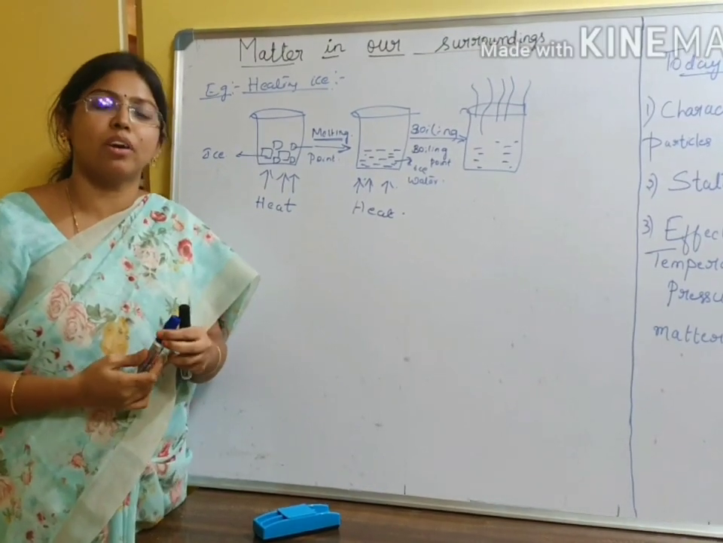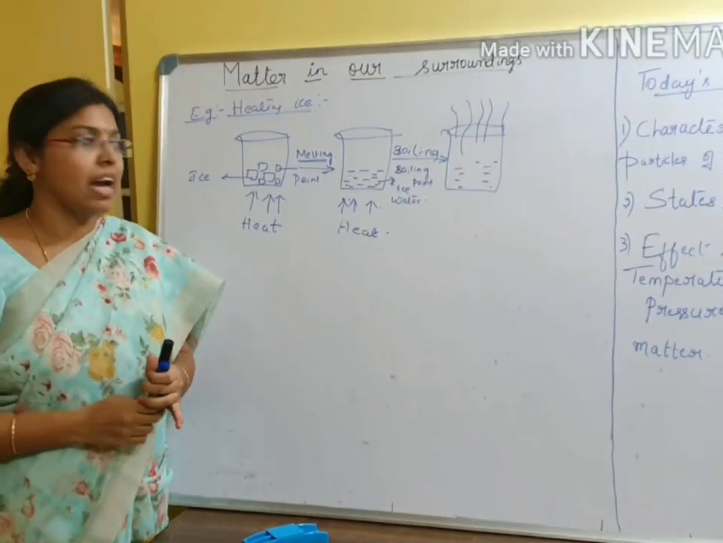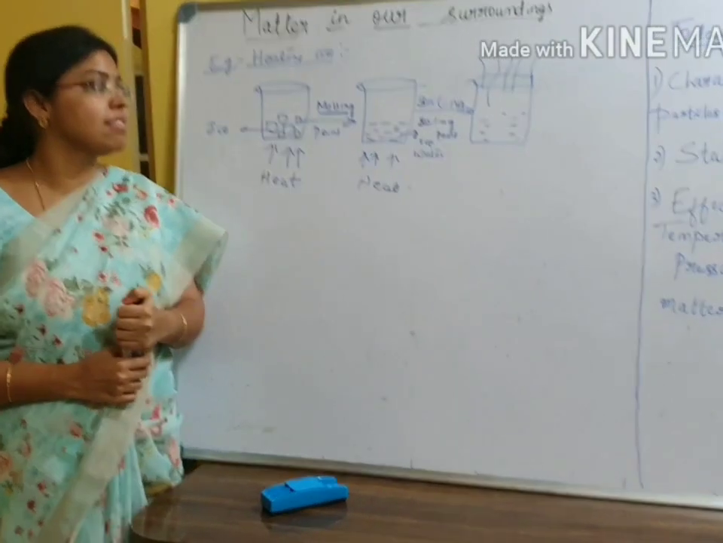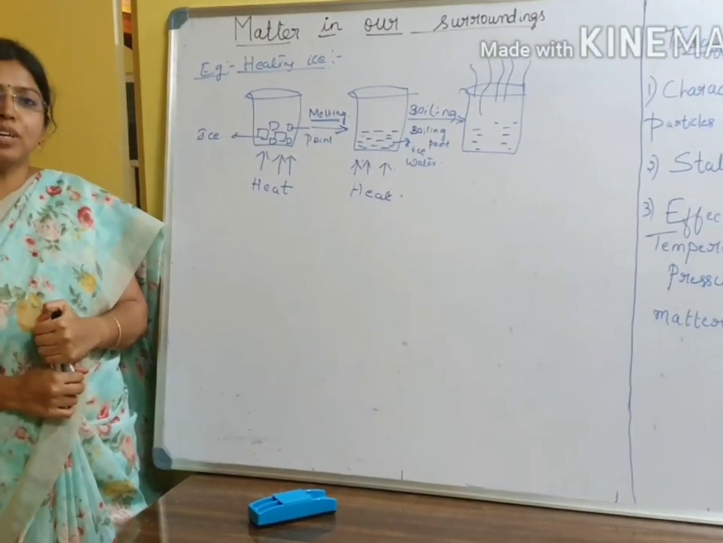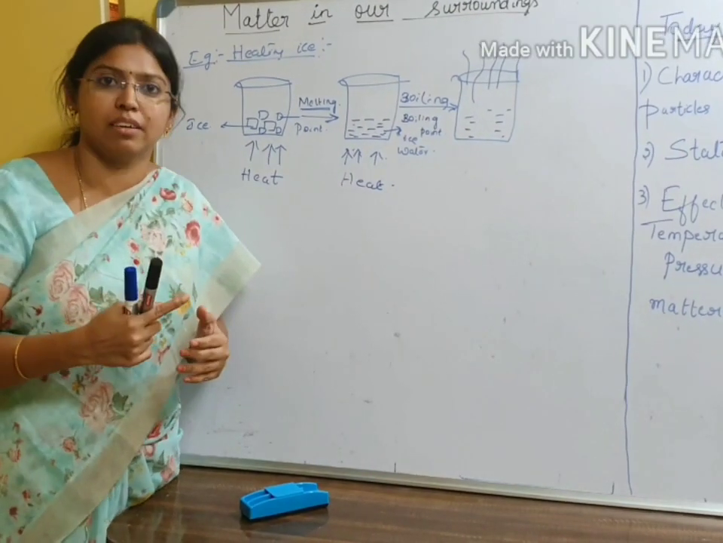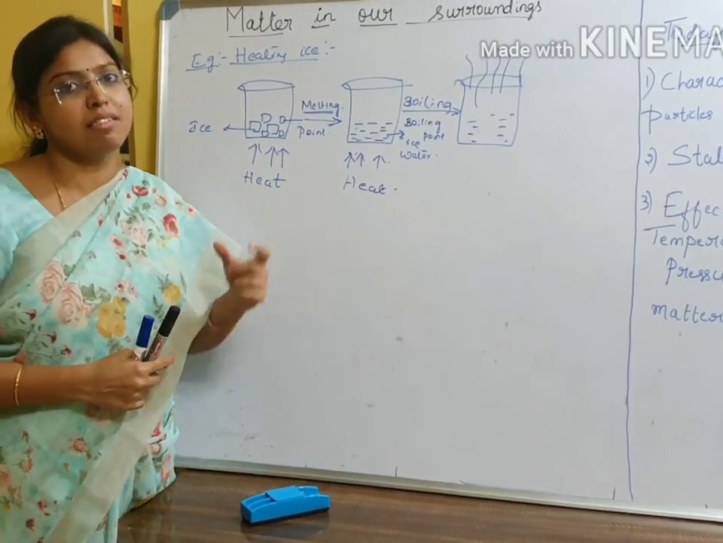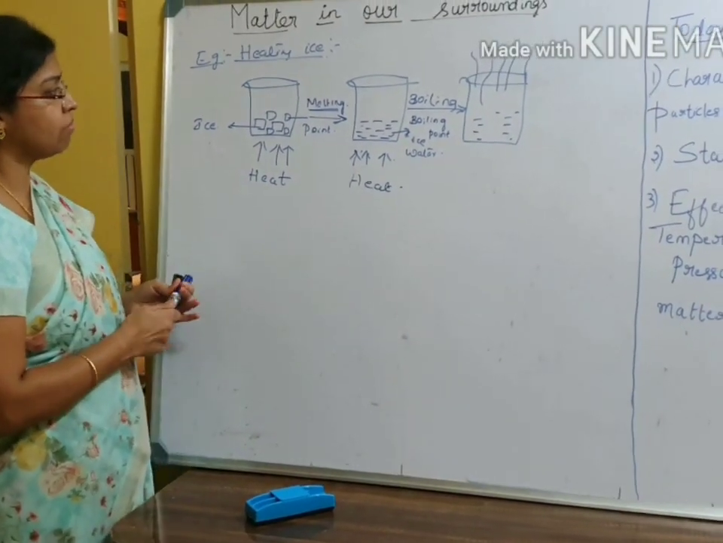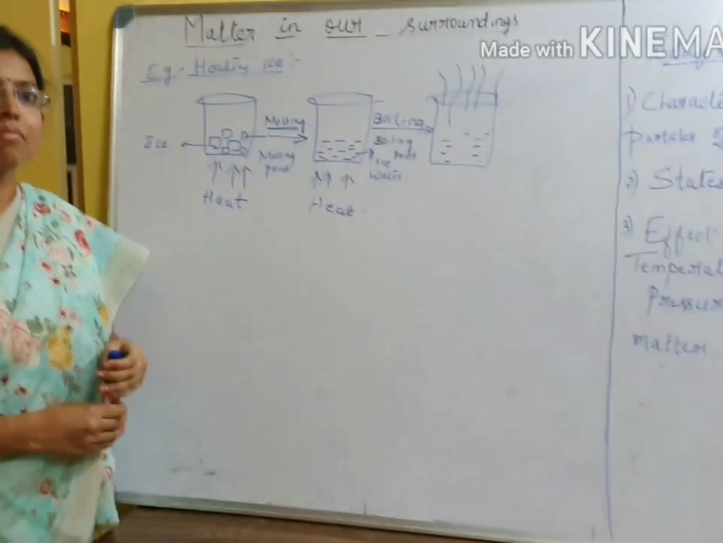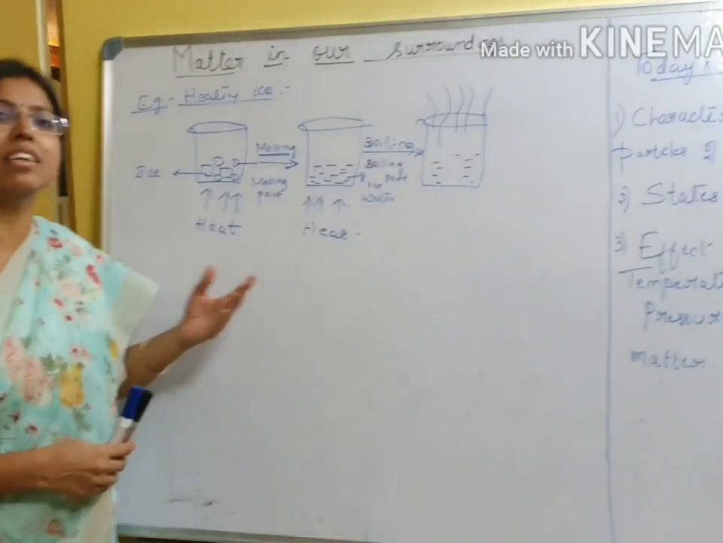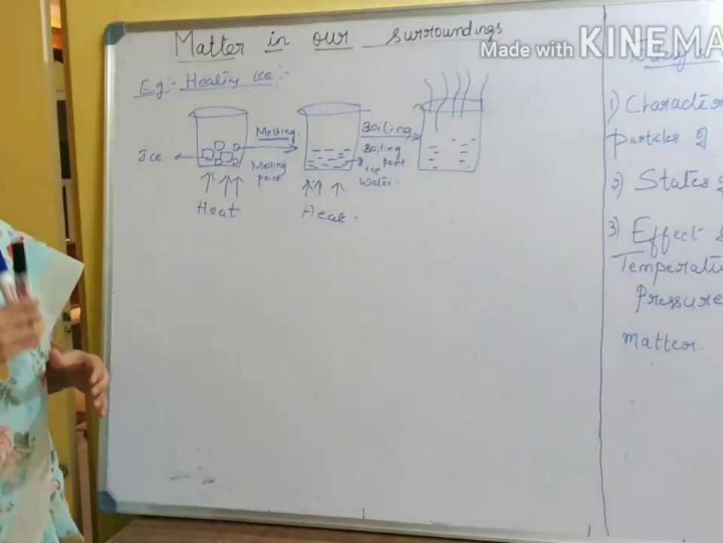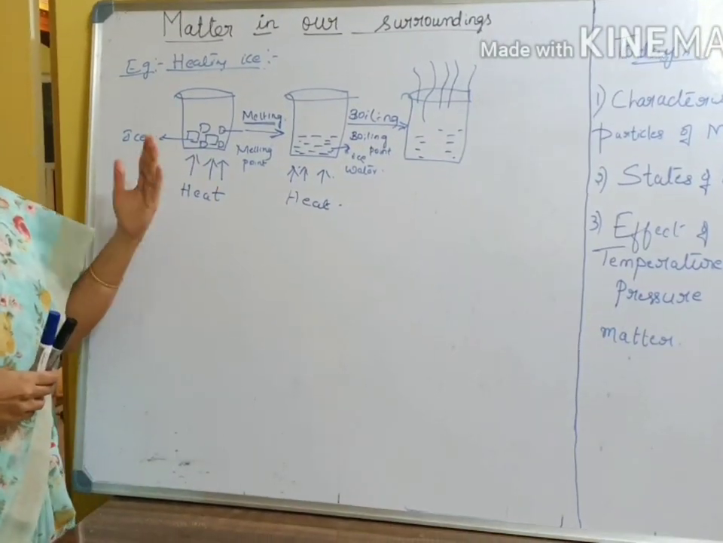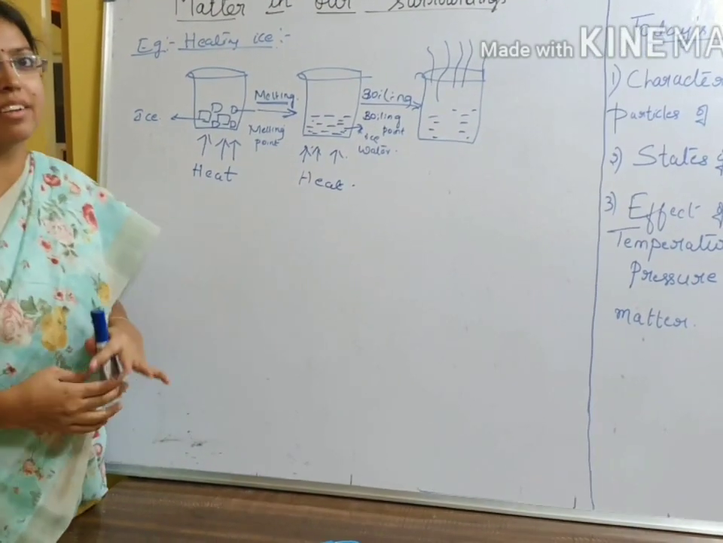What is the boiling point of water? We all know it is 100 degrees Celsius, and the melting point of ice is 0 degrees Celsius. So we can redefine the boiling point: the temperature at which a given liquid starts boiling. Here the term starts is important. So therefore, when we increase or decrease the temperature of a matter, it changes its state from solid to liquid to gas, or from gas to liquid to solid.